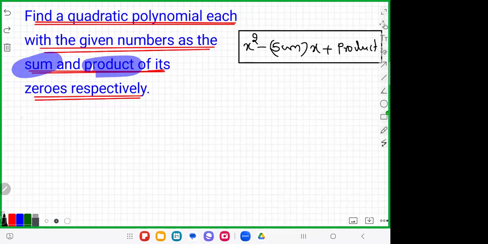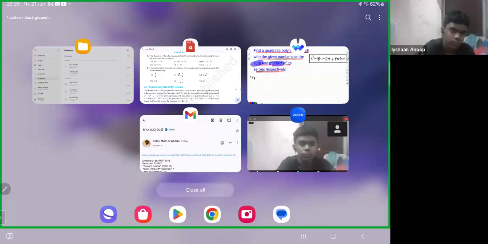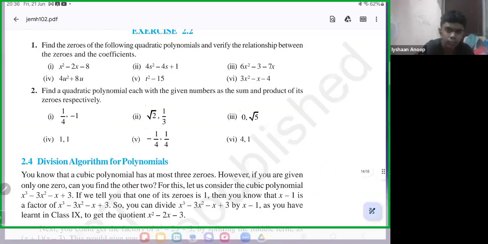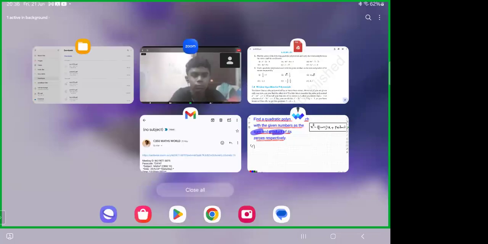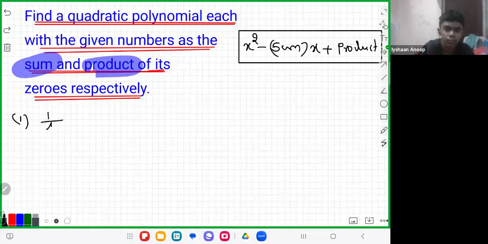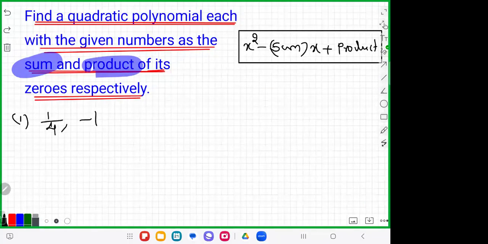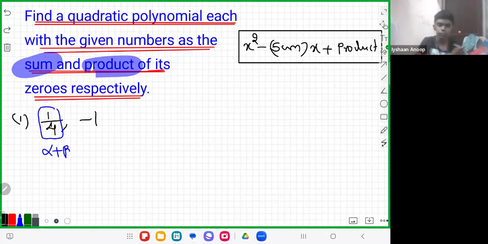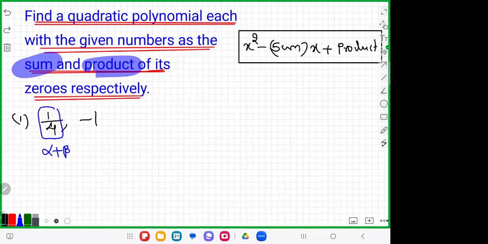So remember the first question. Look, the first question is 1 by 4 comma minus 1. In 1 by 4 comma minus 1, the first one is the sum. Don't consider it as alpha. Consider it as alpha plus beta. And the second one is the product. The product is alpha into beta.